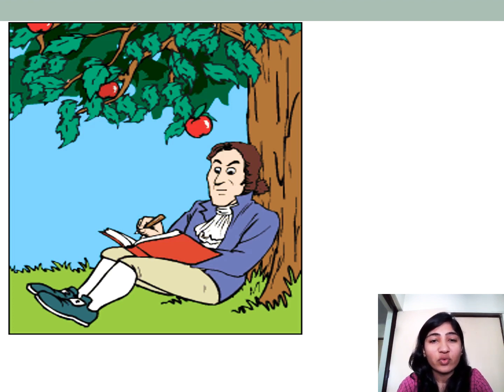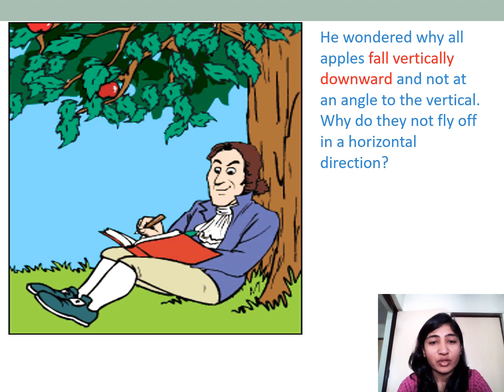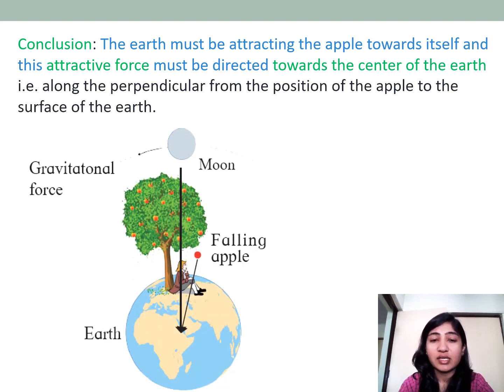But he wondered why the apple is falling vertically downward, why it does not fall horizontally or making any angle with the earth surface, right? So his conclusion was as earth is spherical and all the objects falling on the earth are falling vertically downward, there must be some force which is attracting the objects towards the center of earth, toward the center of the earth.